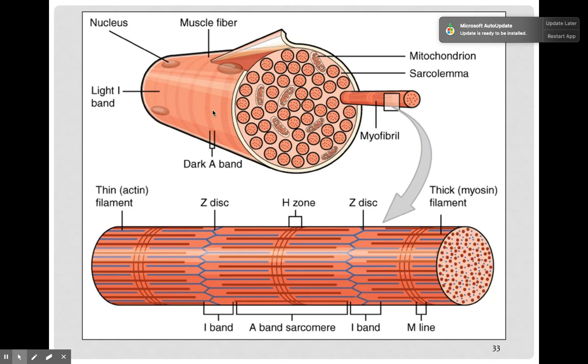The banding pattern here, these light and dark bands, is caused by an overlapping of these filaments in here. That's why the two types of muscles that are striated, cardiac and skeletal muscle, have these. Smooth muscle doesn't have these overlapping bands, so you won't see this striated dark pattern.